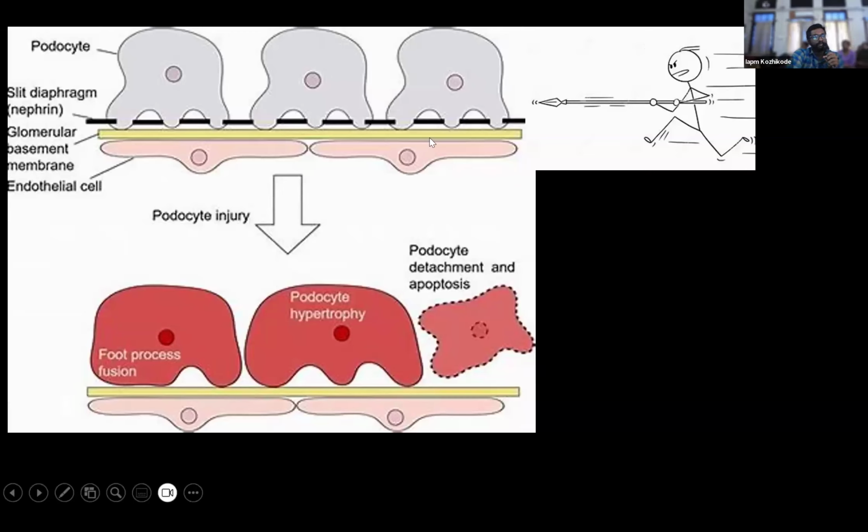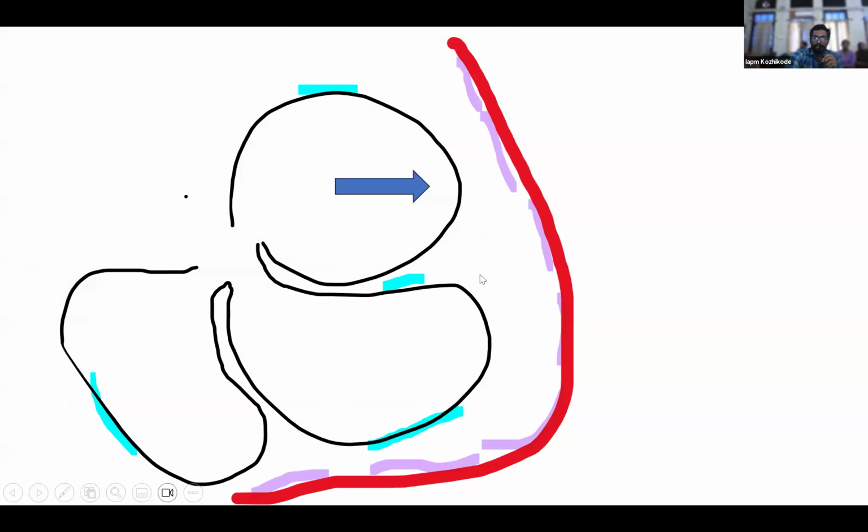Suppose the injury, whether genetic or cytokine or whatever, goes on and on for a long time. Chronic injury happens to the podocytes. It's happening for a long time. Then what happens? Cell death happens. Podocytes are going to die.